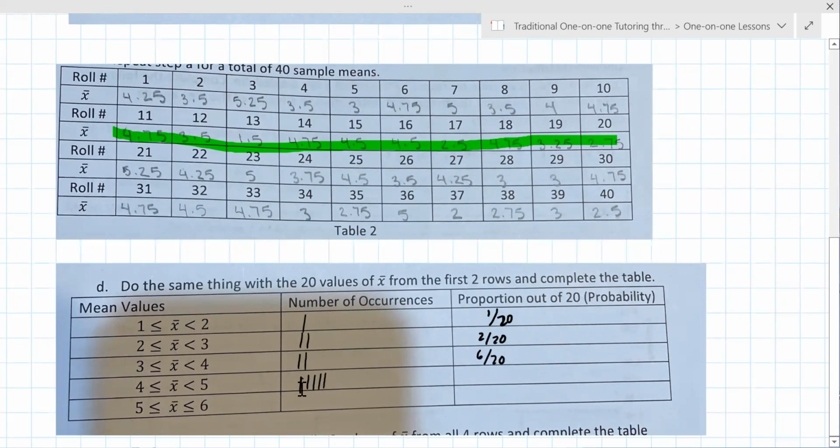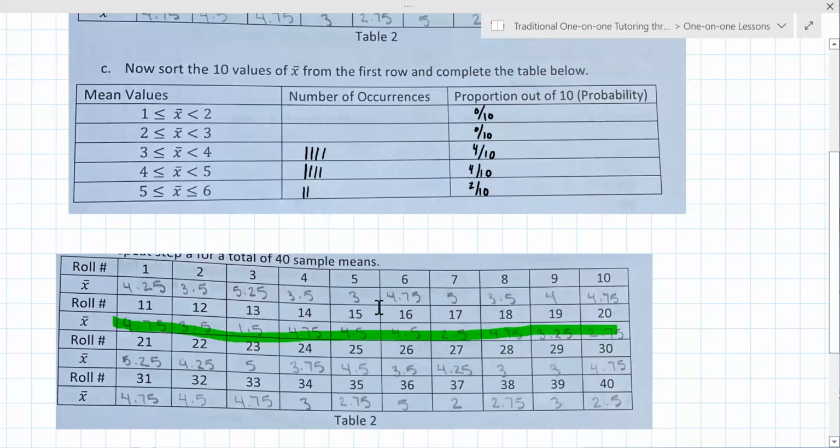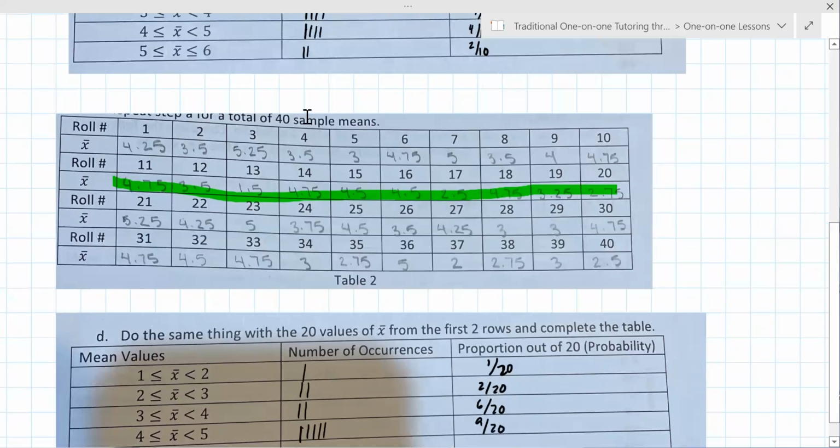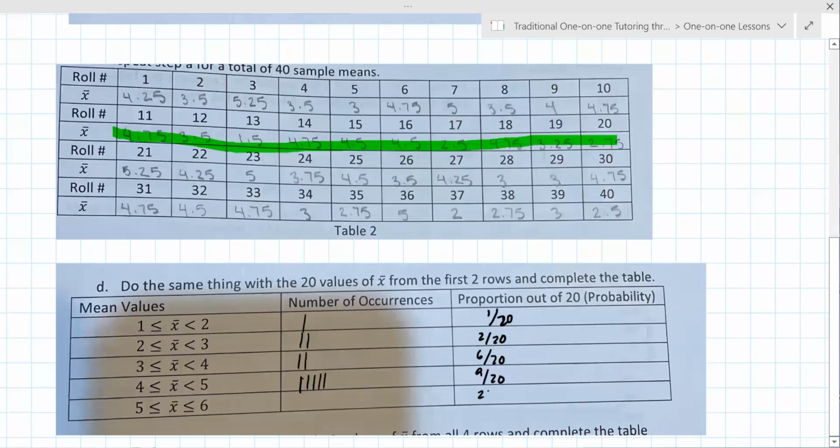Then you got 5 here plus that. So you got 9 out of 20. And then 2 out of 20 for that. Is that okay, how we're doing that? Yeah. Okay. Because then it looks like we have to do the same thing with all 40 values now. Okay. Let's see what they're doing. Let me grab this table again.